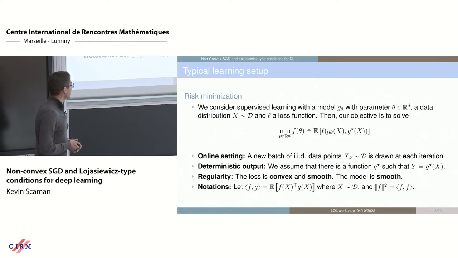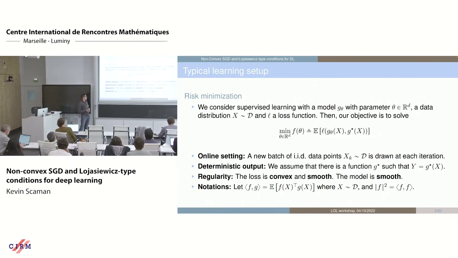In terms of notation, I will look at distances between functions. I will just write the scalar product between two functions as the expectation with respect to the data distribution of the product between those two. And because we have vector output, then you just have a scalar product between the two. So I assume that everything is clear at this point.